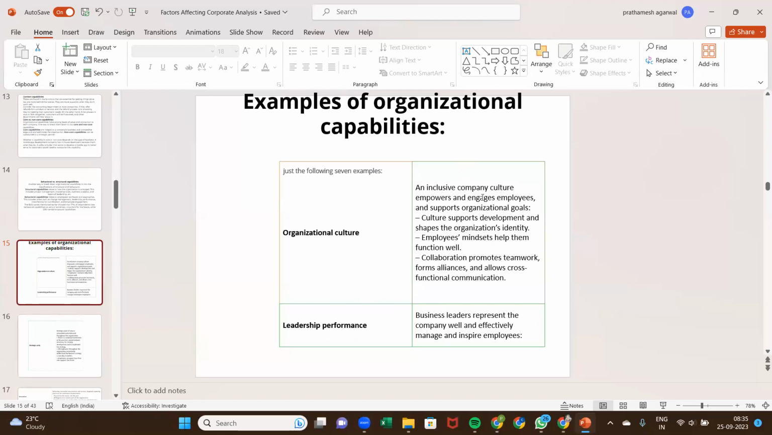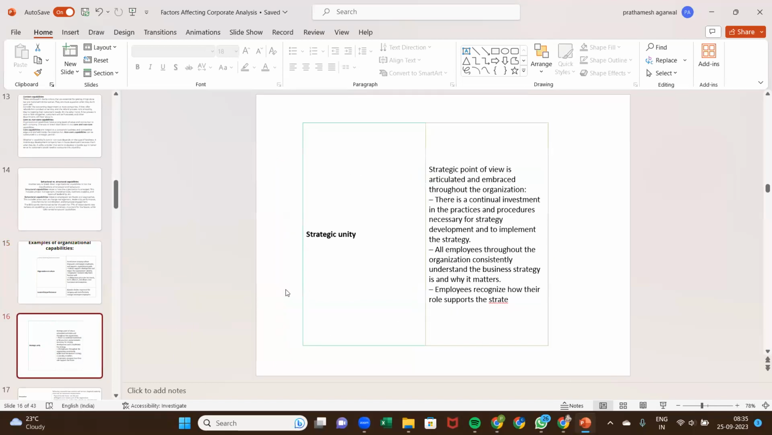If the employees are not happy, if the employees are not motivated, there is a big question mark on the organizational culture. If the attrition of the company is high, more people are leaving the organization and you cannot retain people, then it is a big question mark on the organizational culture. Then leadership performance. Business leaders represent the company well and effectively, manage the employees, and inspire the employees.